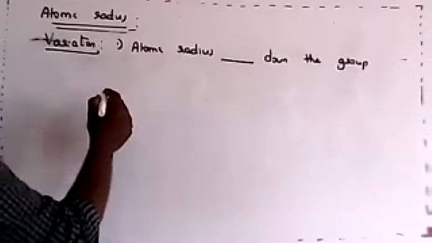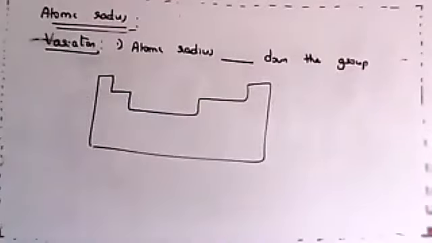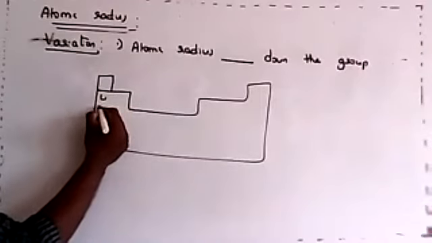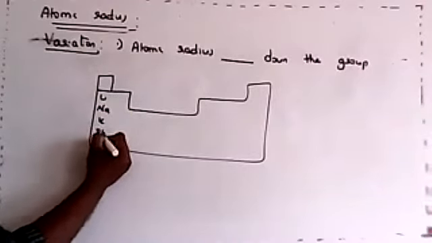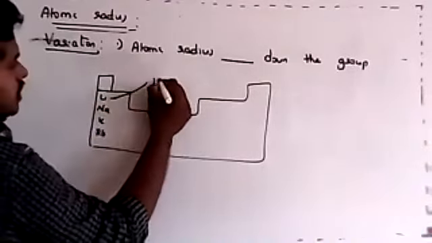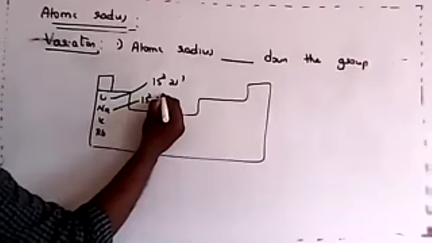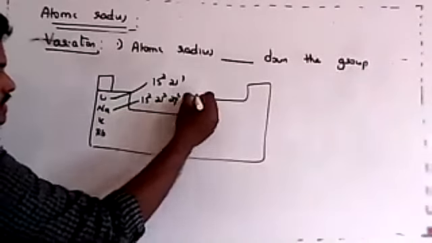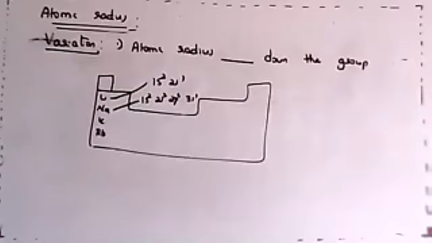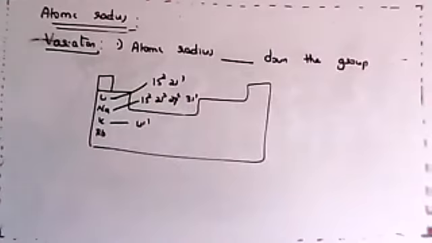You know the reason? See, if I'm comparing down the group, this is the periodic table. If I go through these elements, this is lithium, this is sodium, this is potassium, this is rubidium. The electronic configuration of lithium is 1s2 2s1. The electronic configuration of sodium is 1s2 2s2 2p6 3s1. They all have the same type of configuration: 2s1, 3s1, and this one will have 4s1. Got it? Yes, very good. I'll tell you the reason.